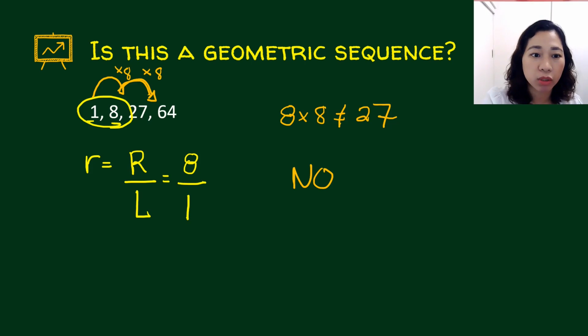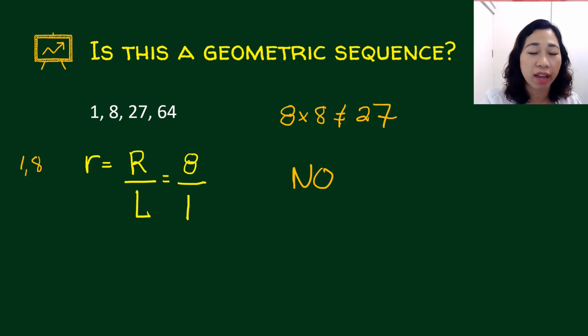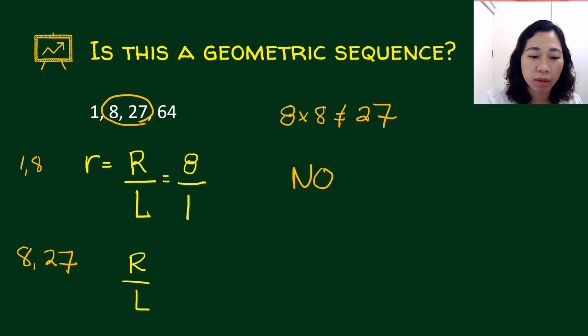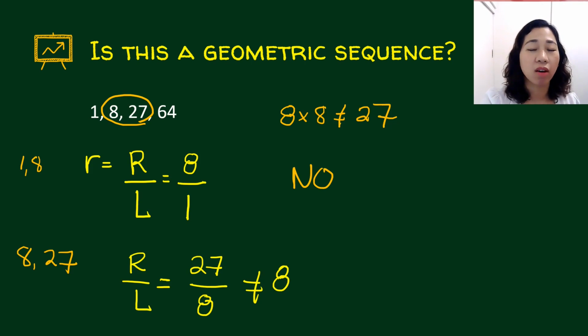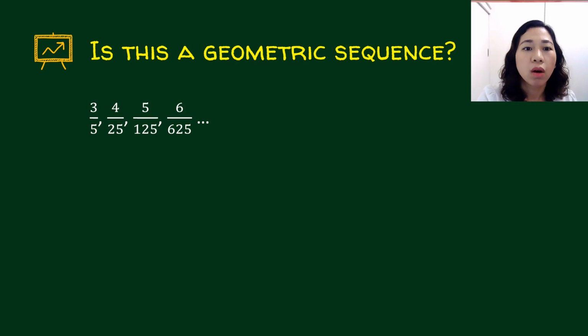And also, just so that you can see it further, when we looked at 1 and 8 there, the right over left ratio is 8. Whereas if we look at the two terms 8 and 27, my right over left is 27/8, and this is not equal to 8. So remember, for a geometric sequence, we need to multiply by the same number in order to get the next term. Okay, how about this one?